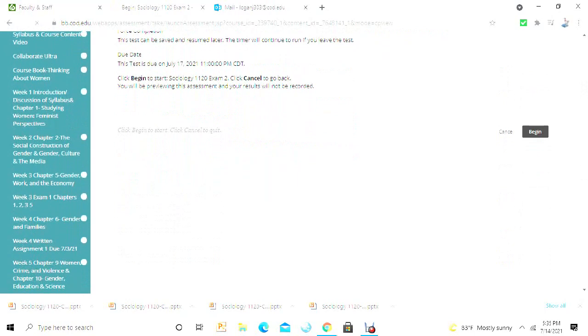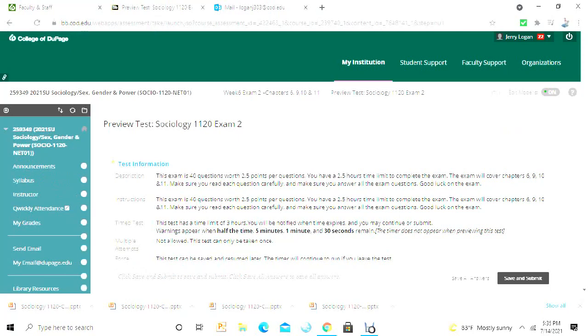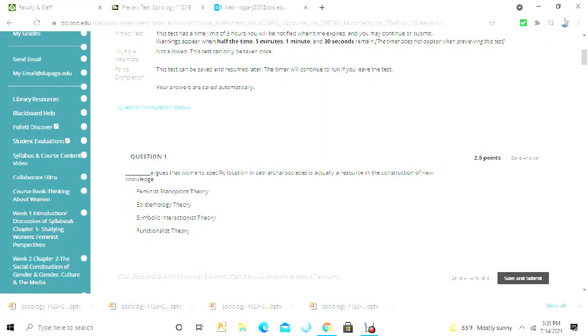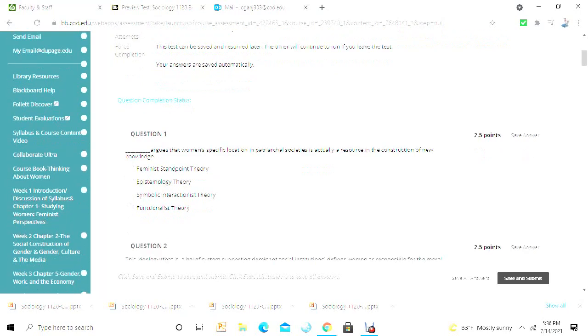We click on begin for the exam, which has more instructions, and then you scroll down and answer the questions. Pay attention to each question. For instance, this one: this theory argues that women-specific locations in patriarchal societies use their resources in the construction of new technology. My advice would be, these are the different theories, so rule out the ones that we didn't talk about, and then focus on the two theories that we did talk about.